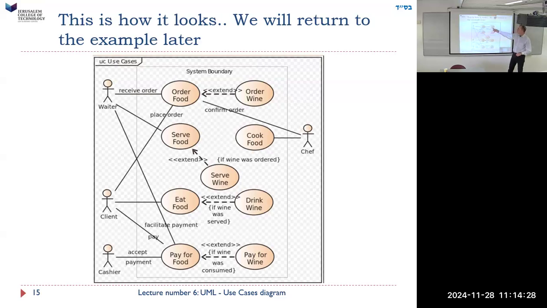Order food, order wine is an extended version of order food, because not every time do I actually order wine when I order food, but sometimes I do. So it's part of ordering food, and maybe this has special procedures. Maybe you have to show your ID card that shows you're over 18. You can't just order wine. It's not just a normal thing. Maybe there are special details about how you order it.